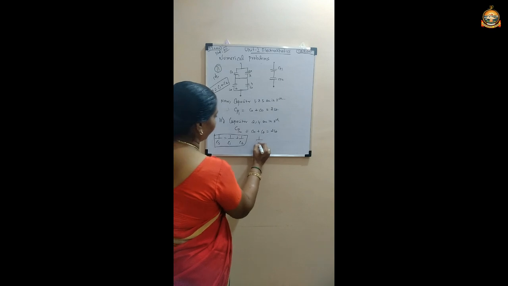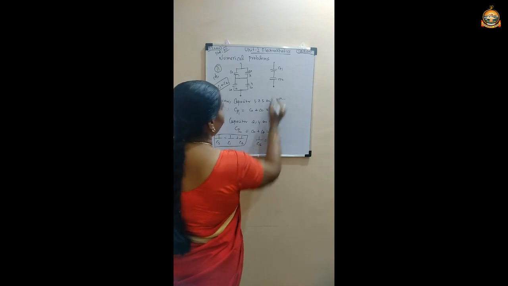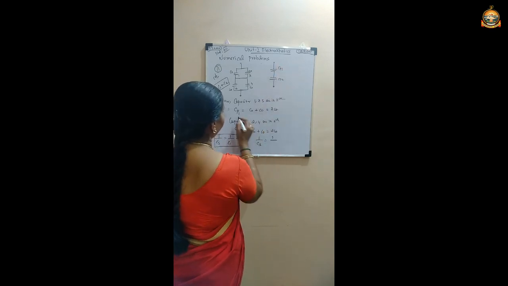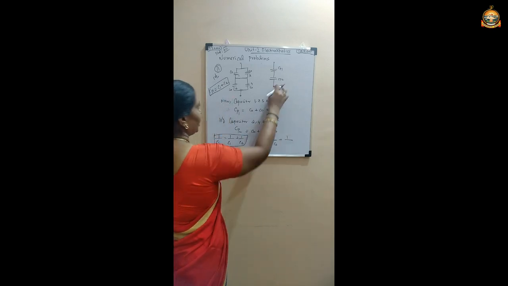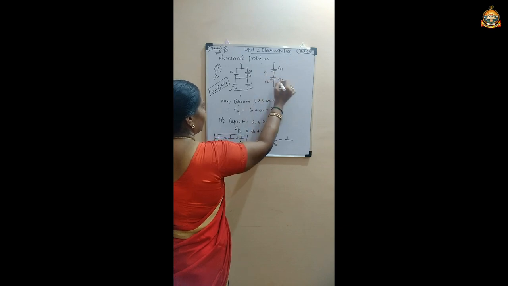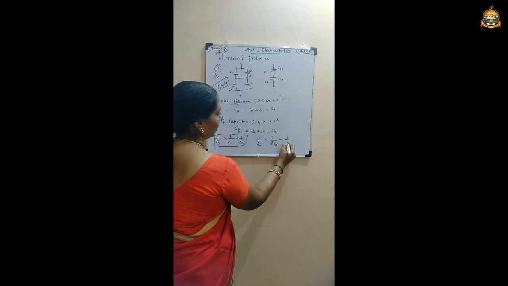But now, we have to apply here. 1 by Cs equal to 1 by C1. C1 is Cp1. 1 by Cp1 is 2 C0. Plus 1 by C2. C2 is Cp2. Cp2 is 2 C0.